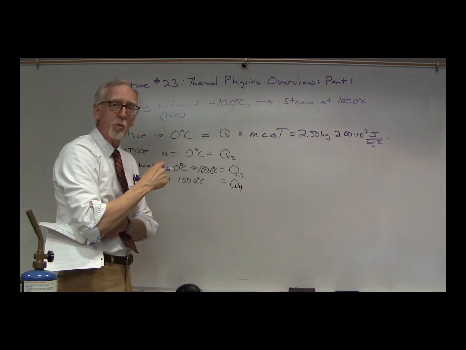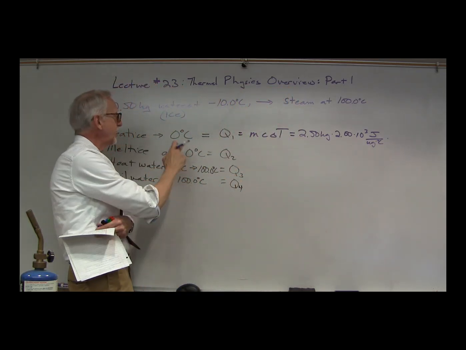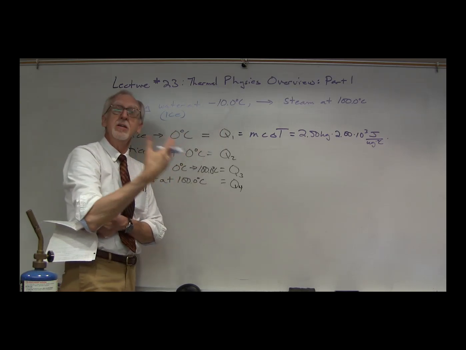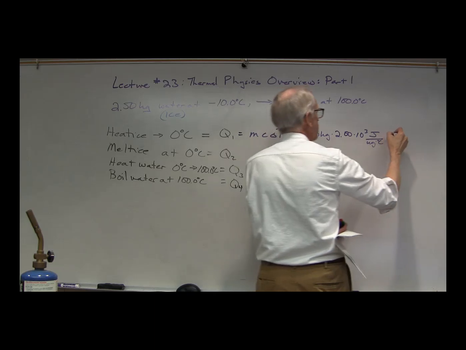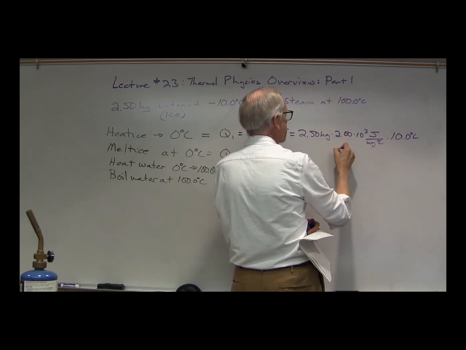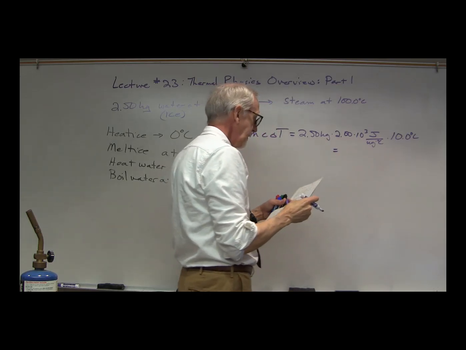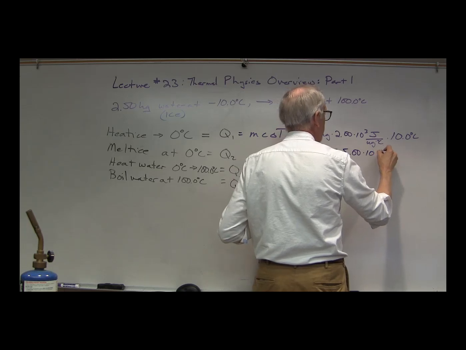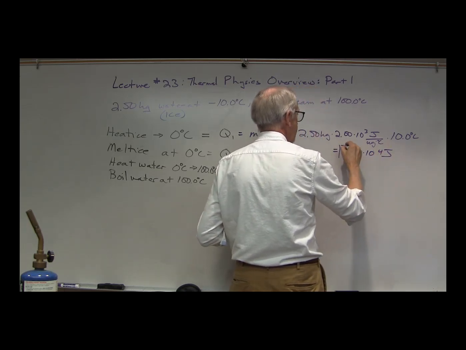Times delta T. So what's the temperature change for the ice? It's going from -10 to 0, that's a change of 10 degrees Celsius. So times 10 degrees Celsius. And what do we get? We multiply that out and we get 5.00 times 10 to the fourth joules. Okay, so that's Q1.